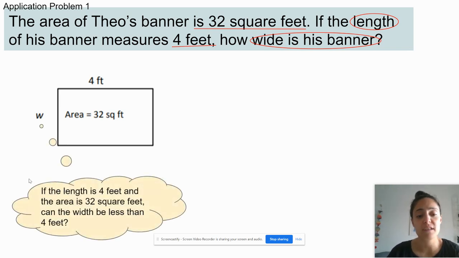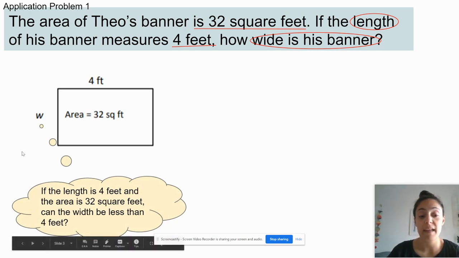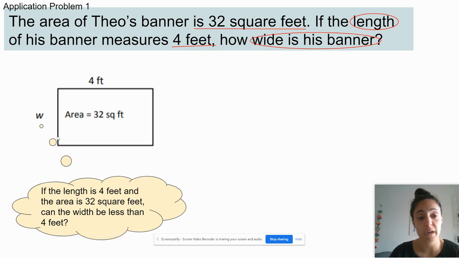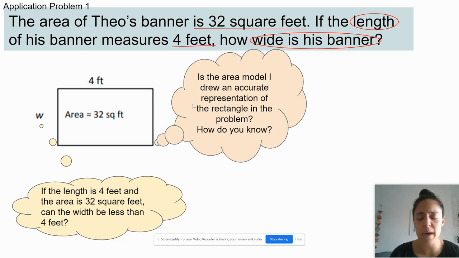If the length is 4 feet and the area is 32 square feet, can the width be less than 4 feet? I have to think about, what is my width? This says it's 4 feet, but this side length looks a lot bigger than the W side length. So I have to think, could it be more than 4 feet? Does it have to be less than 4 feet? 32 divided by 4, what is that? We also have to think about, is the area model I drew an accurate representation of the rectangle in the problem? How do you know this?